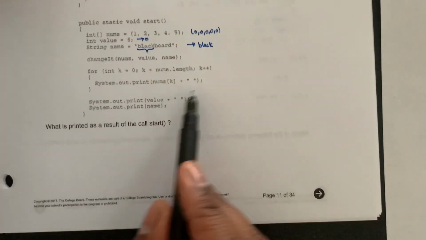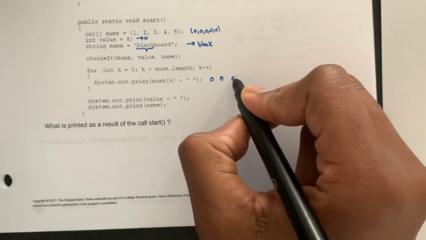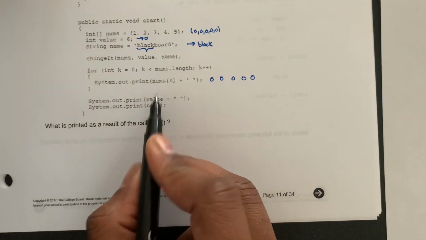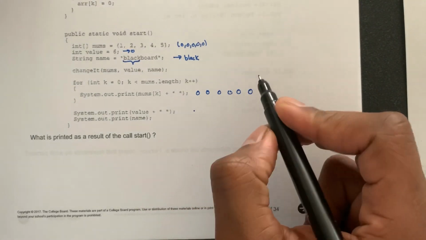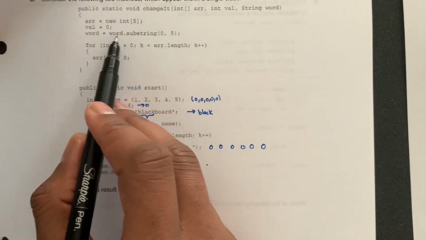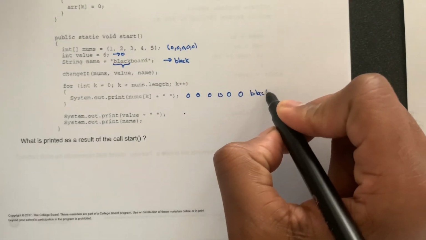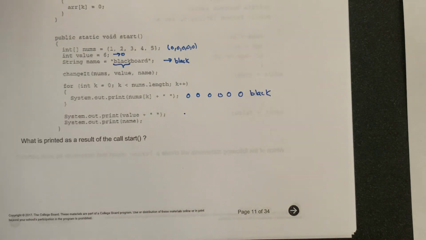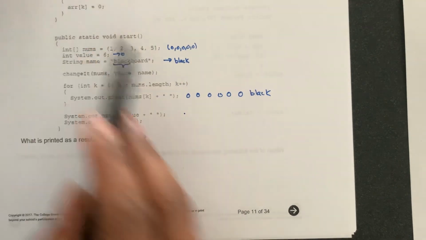And so when it says print nums k plus space, we would expect to have 0 space 0 space 0 space 0 space, and then we want to print value, which according to this method should be set to 0. So we're going to have another 0, and then we're going to print name, but name should just be the substring of Blackboard, which would be black. And so all of that seems like it should work out pretty well. We call the method, change it, do all of this stuff, and we should get this.